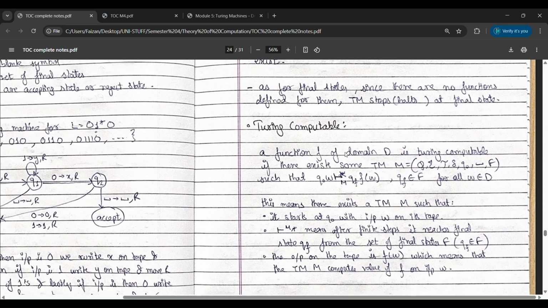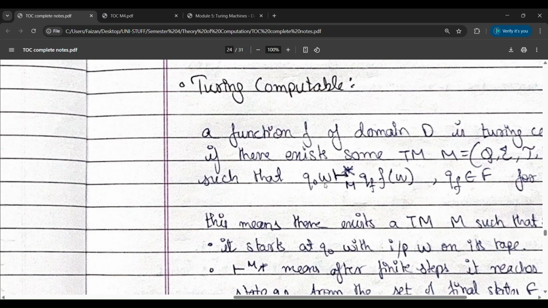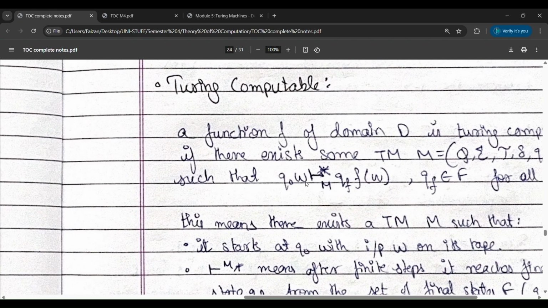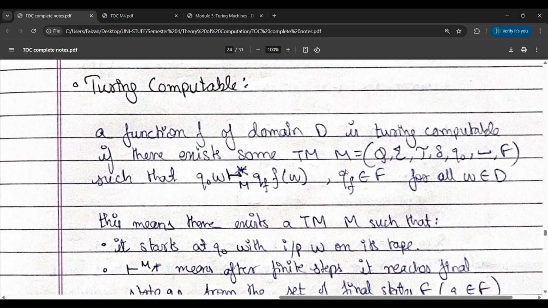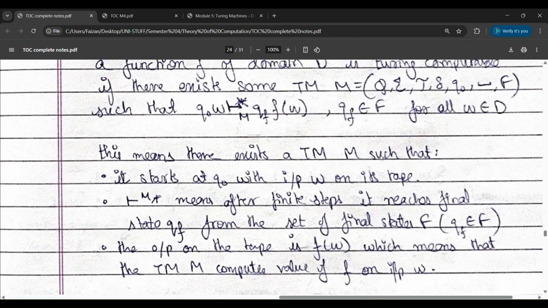Now, what is Turing computable? A function f of a domain D is Turing computable if there exists some Turing machine M. Here we have a TM M. That means there exists a Turing machine called M which has the following tuples, such that this statement holds. What this means is: you are starting at q0 with an input string w, and based on the computation of the Turing machine, you reach a certain final state qf for which the function is applied on w and you get an output. And qf belongs to the set of final states, and all w belong to the domain.